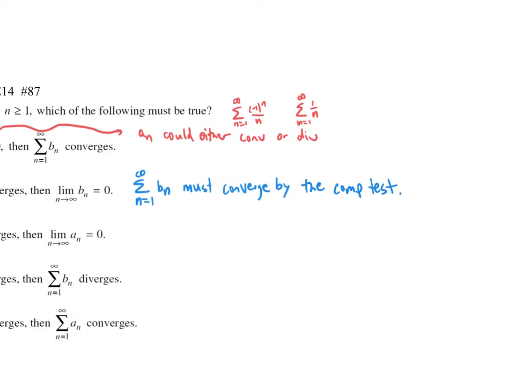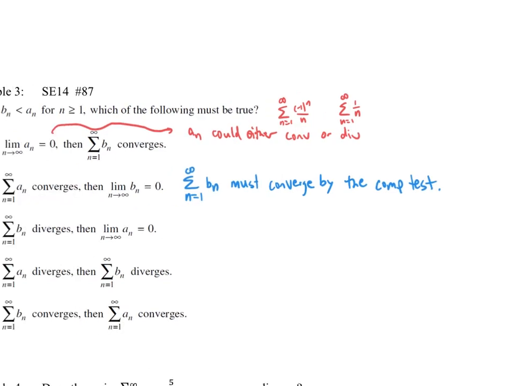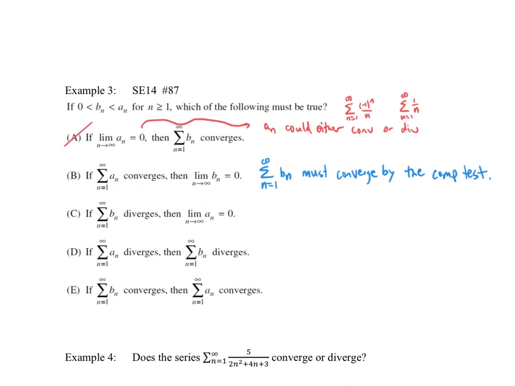Now the question is, if you know a series converges, is the limit of that series 0? And the answer is yes. The limit of that, in other words the nth term, must be 0 if it converges. However, just keep in mind, the wording is so important here. If the limit of the series is 0, it tells you nothing about the series. However, if the series converges, the limit of the series must be 0. So B is our answer here.